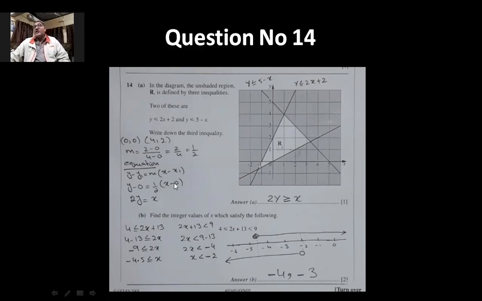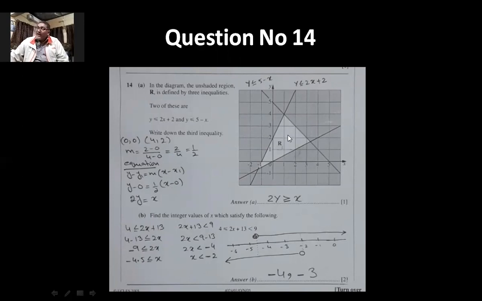I can find the equation of this line by using this formula, which is y minus y1 equals m bracket x minus x1. In the place of x1 and y1, I will put this point, and in the place of m, I will substitute 1 by 2. So we will have y minus 0 equals 1 by 2 into x minus 0. This 2 will go on the other side, so you will have 2y equals x.